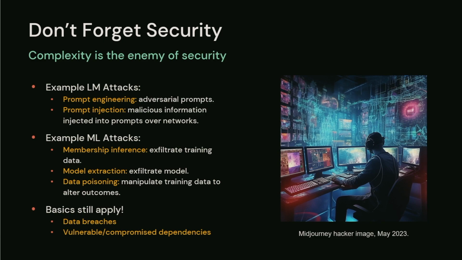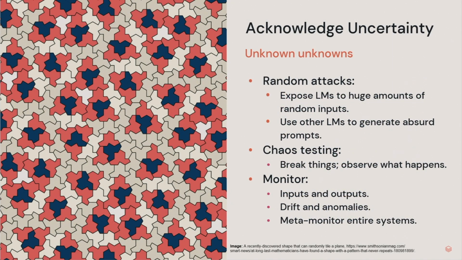There are more standard machine learning attacks that have existed for over a decade now. There's membership inference attacks, where you can determine what's been memorized in the training data. There are model extraction attacks, where you can exfiltrate parts of the model logic. There's data poisoning, where you can change the training data to somehow change the model. So we don't want to forget about good old-fashioned cybersecurity either. And then we really want to acknowledge uncertainty, right? Even if you did everything in this slide deck, things could still go wrong.